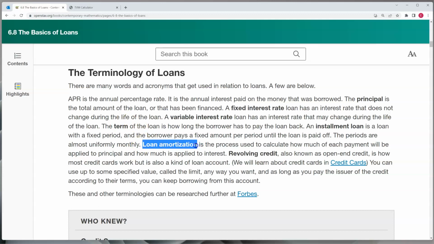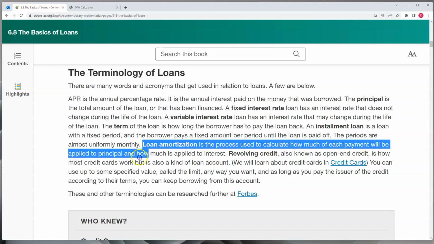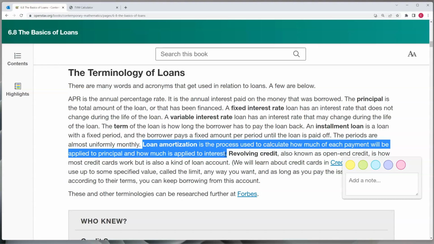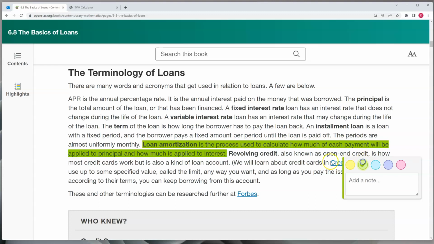So an amortization is the process used to calculate how much of each payment will be applied to principal and to interest. Amortization is really just a fancy word in the finance business for a payment plan. So when we're talking about an amortization schedule, what that means is, for example, if you go buy a home, they're going to give you the amortization schedule, which says from the first payment to the last payment, this is how much each payment's going to be. This is how much is going to go to the principal amount. This is how much is going to go to interest. Now, there are some things that could change the amortization schedule.